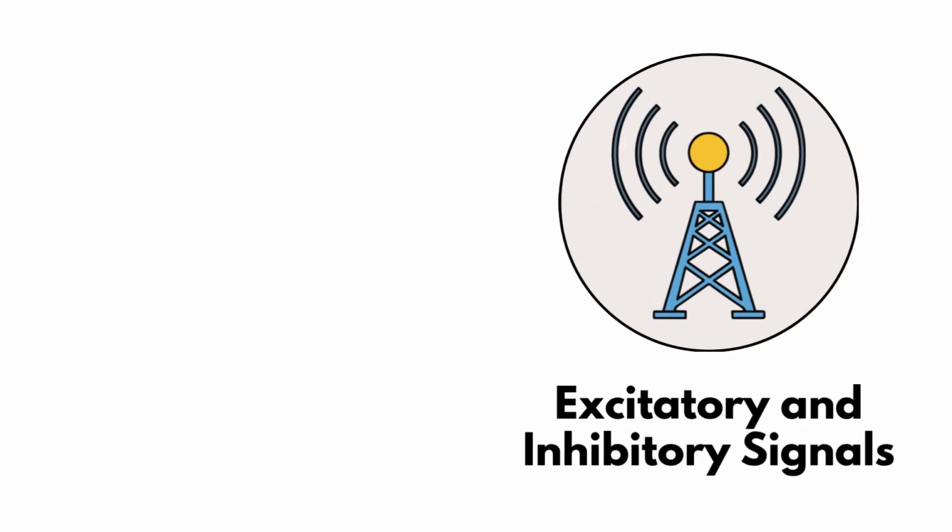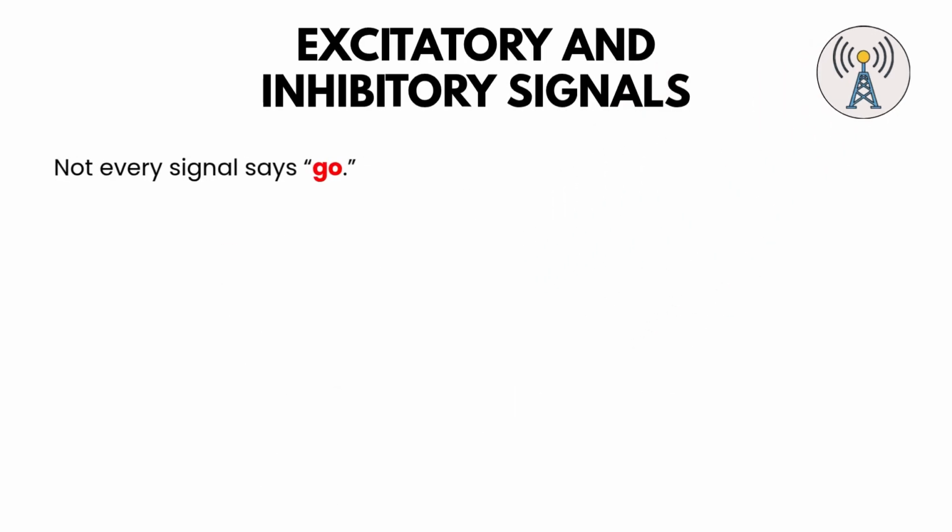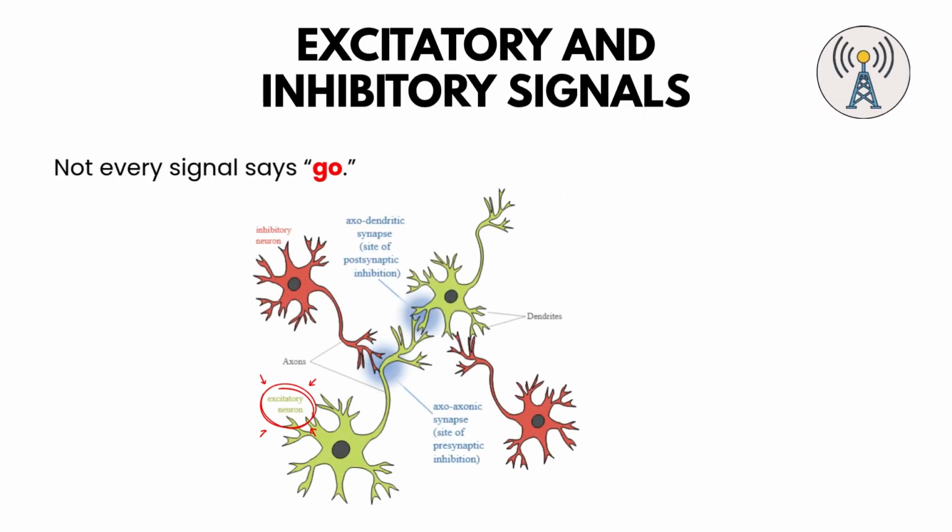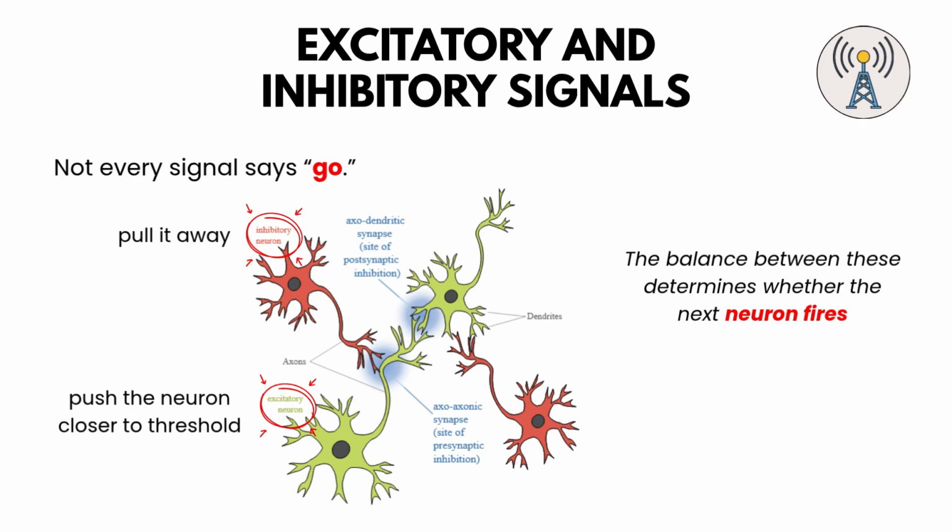Excitatory and inhibitory signals. Not every signal says go. Excitatory neurotransmitters push the neuron closer to threshold, while inhibitory ones pull it away. The balance between these determines whether the next neuron fires or stays silent.